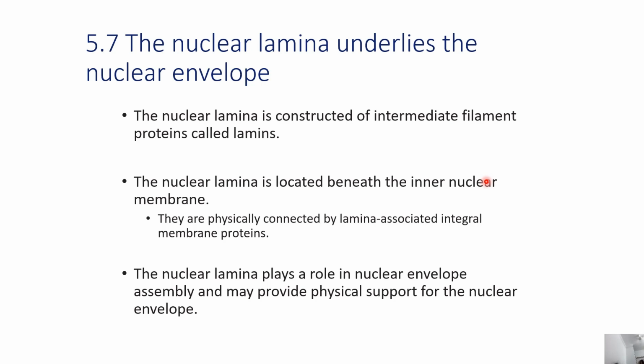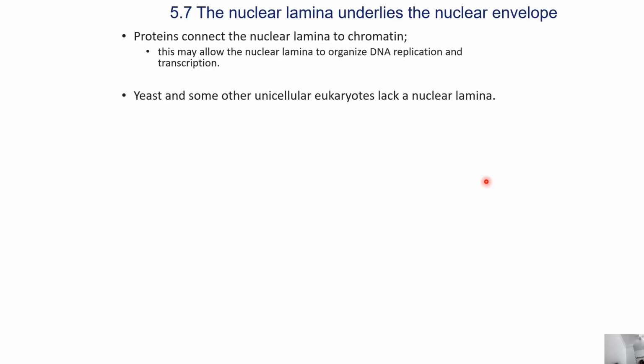And the nuclear lamina is located beneath the inner nuclear membrane. They are physically connected by lamina-associated integral membrane proteins. So the nuclear lamina plays a role in the nuclear envelope assembly and may provide a physical support for the nuclear envelope. The proteins connect the nuclear lamina to chromatin. This may allow the nuclear lamina to organize DNA replication and transcription. And yeast and some other unicellular eukaryotes lack a nuclear lamina.